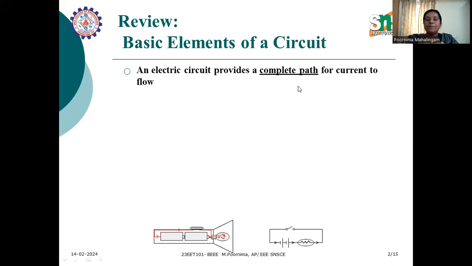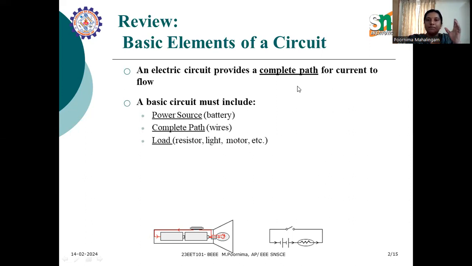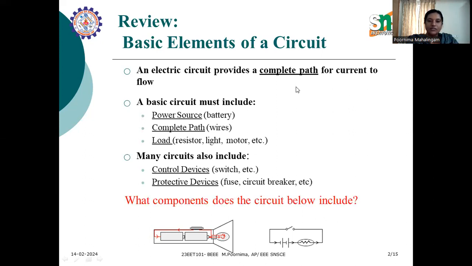An electric circuit provides a complete path for the current to flow. It is known as a circuit. A basic circuit must include a power source, a complete path, wires, and the load. The load may be resistive, a light, etc. Circuits may also include control devices and protective devices.